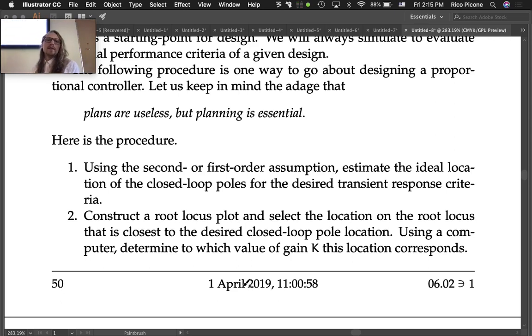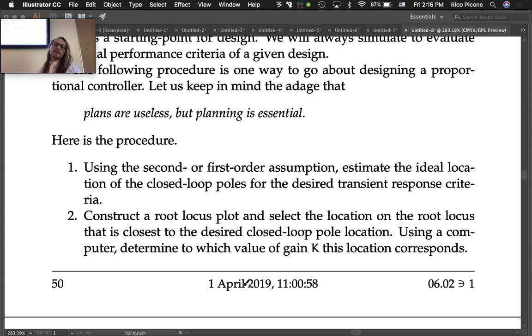So 1, using the second or first order assumption, estimate the ideal location of closed loop poles for the desired transient response criteria. So you say, okay, you're given some performance requirements, and you're going to say, okay, I need a rise time of this, I need a settling time of that, I need a percent overshoot of this, I want it to be stable, etc.